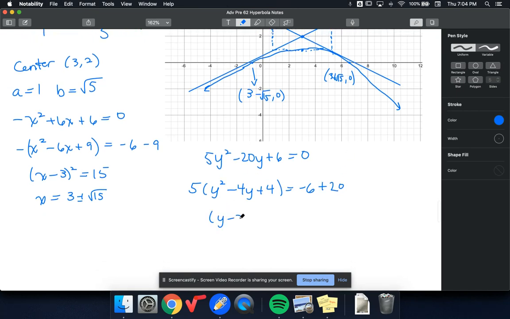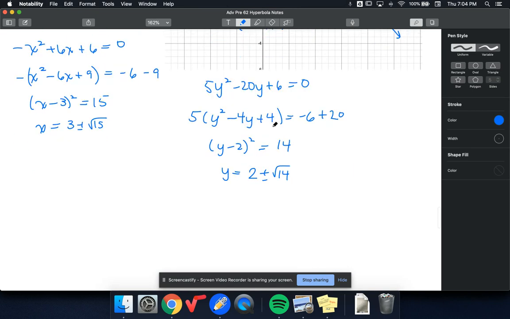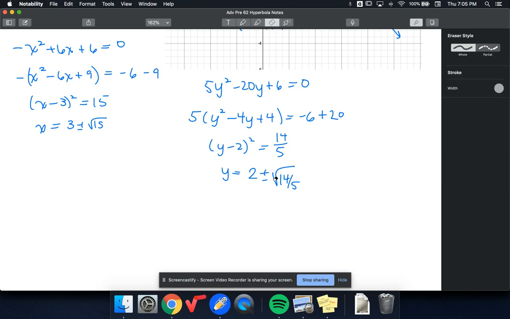Now I'm going to get y minus 2 squared is equal to, oh, no, I am going to get 2 answers. Of course, I've already drawn it. That's going to be 14. And then I get 2 plus or minus root 14. So square root of 14 is going to be, not square root of 14, square root of 14 over 5. So in my head, I was thinking that that was bigger than 2. And so I knew 2 minus a number bigger than 2 would have been negative. So that's how I just caught my error there.